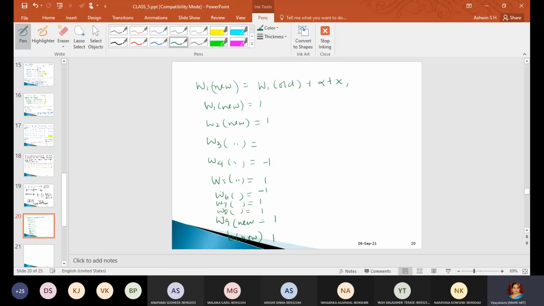Calculate y_in, then calculate the output, and check whether it is equal to the target. If it is equal, then you can retain. If it is not equal, then calculate the new weights. This much work I'm giving to you. You can take 5 minutes and give me the answers of the new weights.